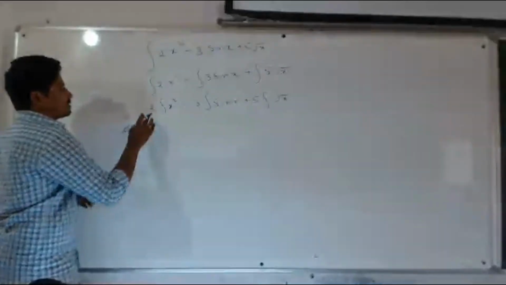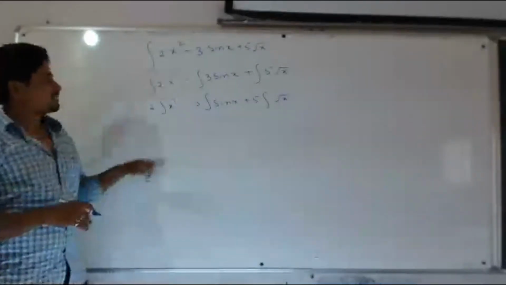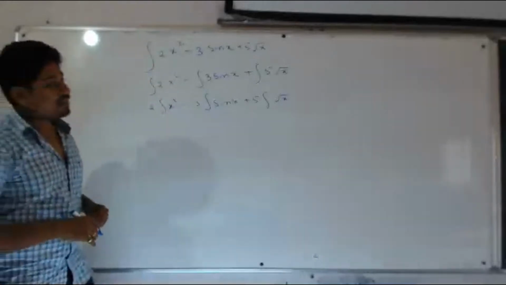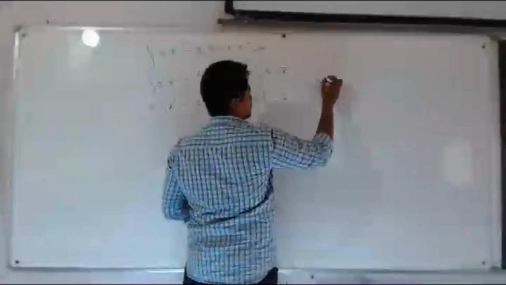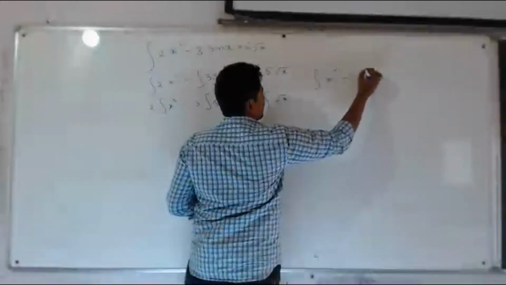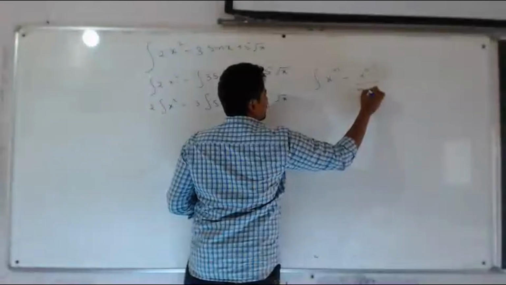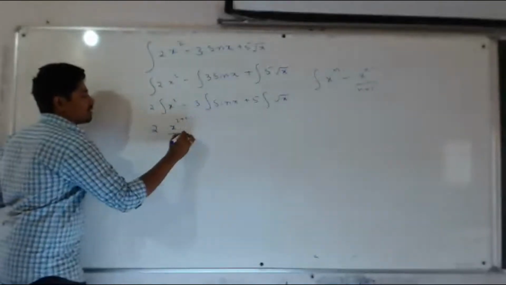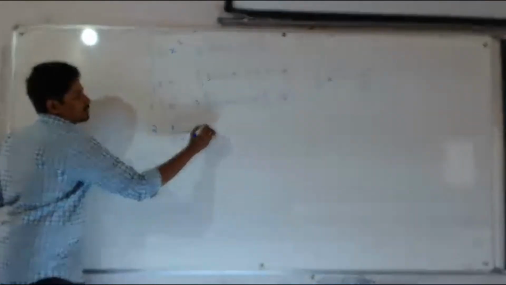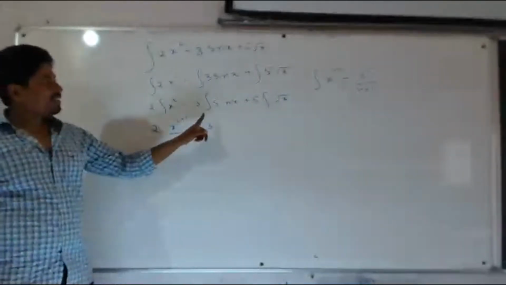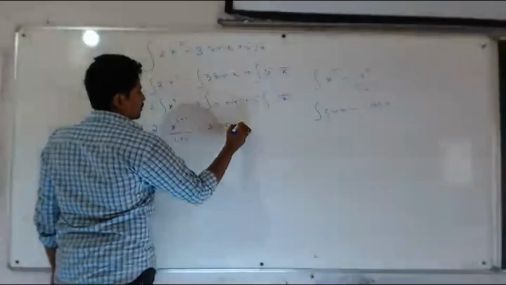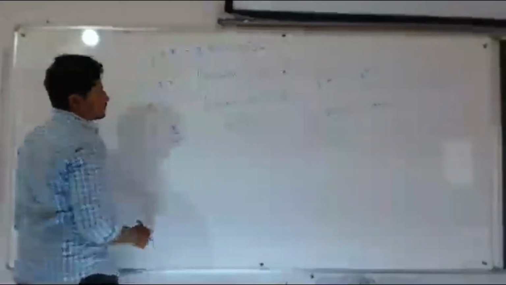Okay, next. What formula are we going to apply here? X power n. What is the formula required here? What is the formula for x power n? It is x power n plus 1 by n plus 1. It is 2 into x power 2 plus 1 by 2 plus 1, minus 3. What is the formula we require here? Integral sin x. What is the formula? Plus 5 into root x.